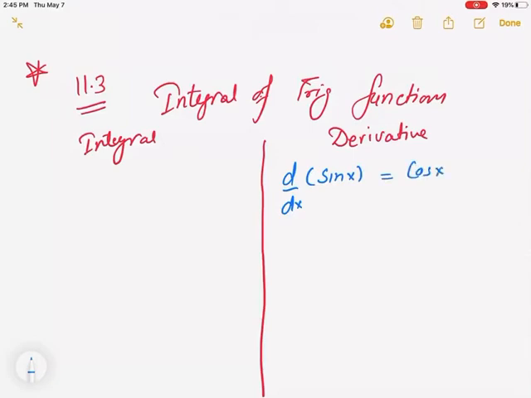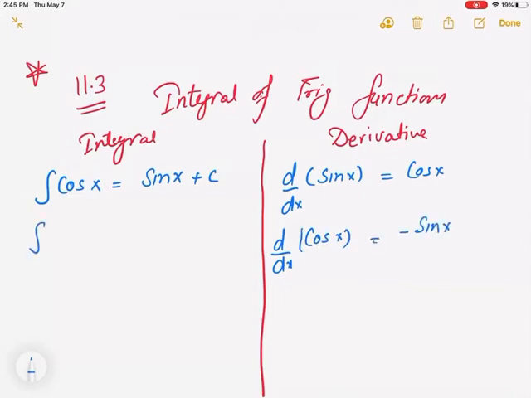Cosine. And now if you see the cosine integral, it's nothing else, it's going to be sine x, but don't forget to add a constant at the end. Second one, if you take the derivative of the cosine function, it's equal to negative sine function. So undoing it, if I see sine x, it's going to be equal to cosine x plus c at the end, but don't forget you need to adjust that negative. If the original function is positive already, then I would make this cosine negative.